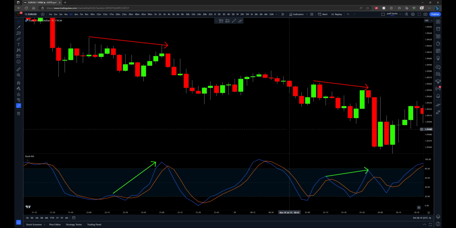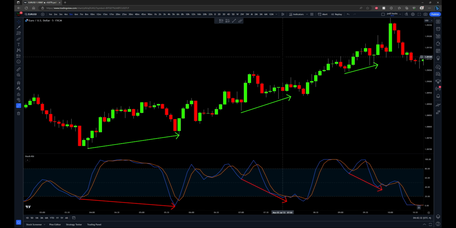The second discount entry method is hidden divergence. In a downtrend, you would look for price to be making a lower high while an oscillator makes a higher high, like outlined on the chart here. This is called a hidden bearish divergence. The idea would be to expect another lower high and then lower low out of the trend when this appears.